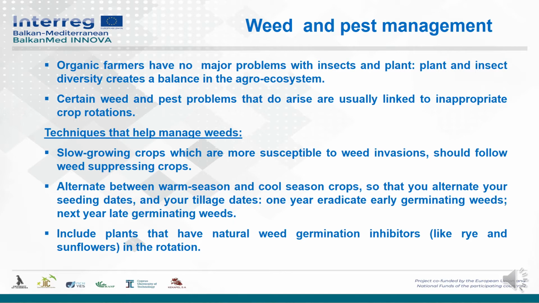Here I wanted to present some techniques, give some advice to consider when we are planning the rotations in order to have fewer problems with weeds. In general, for example, it is not good to plant slow growing crops after another slow growing crop because we have higher infection with weeds. Slow growing crops, which are more susceptible to weed invasions, should follow weed suppressing crops. Weed suppressing crops usually are crops that have high biomass.